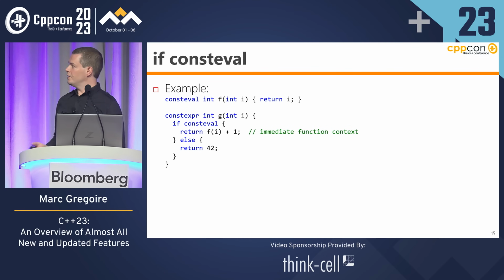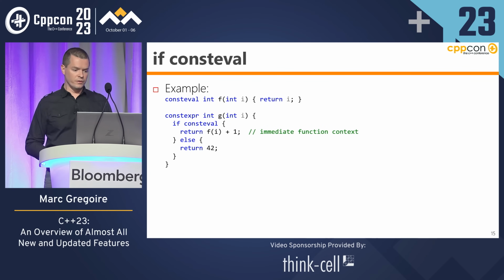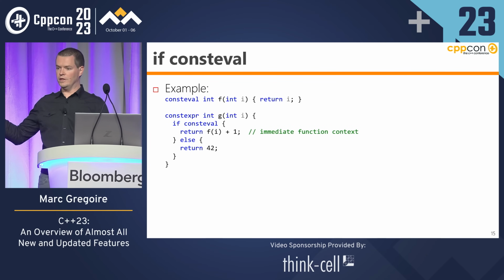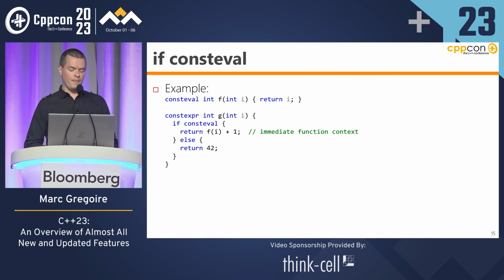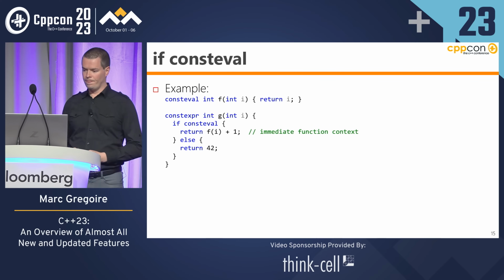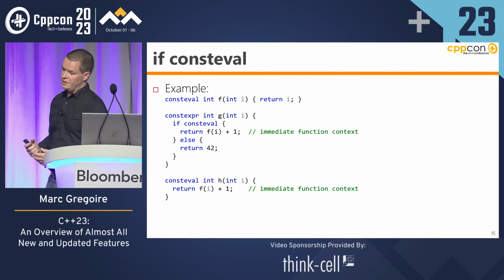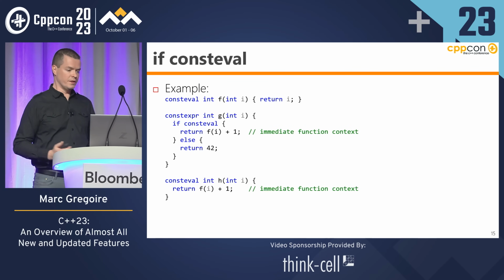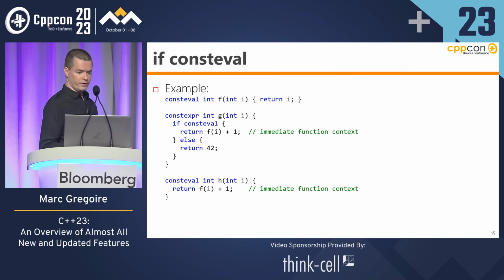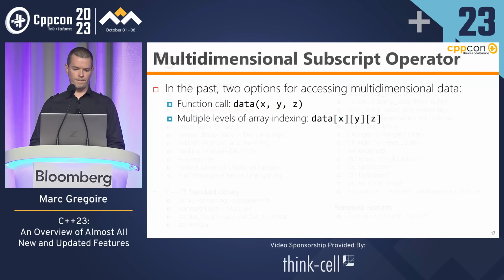So if you want to execute a consteval function from inside a constexpr function, you need to make sure that you are in a constant evaluation context, and you can do that with if consteval. So here in the if consteval, I'm calling my f immediate function. In the else block, for example, I would not be allowed to call f. I have a third function, h, which is also an immediate function, and this one obviously can always unconditionally call other immediate functions.